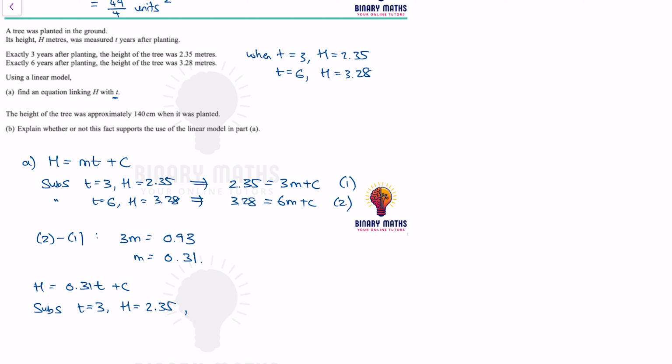Then I end up getting 2.35 is equal to 3 times 0.31 plus c. 2.35 is equal to 0.93 plus c, which means c is equal to 1.42. So my equation is h is equal to 0.31t plus 1.42.